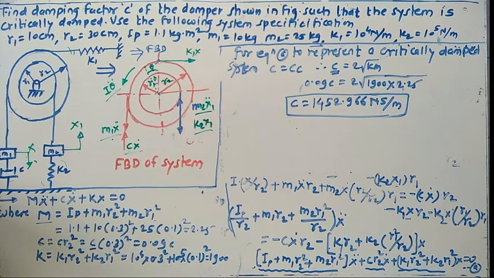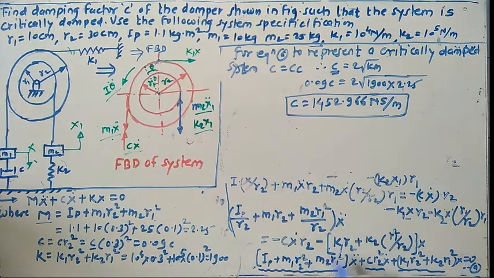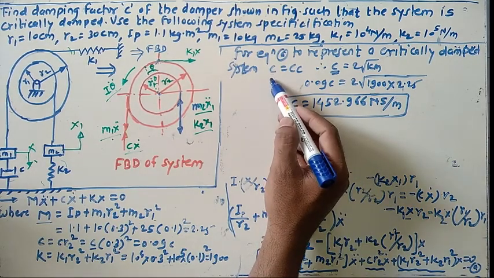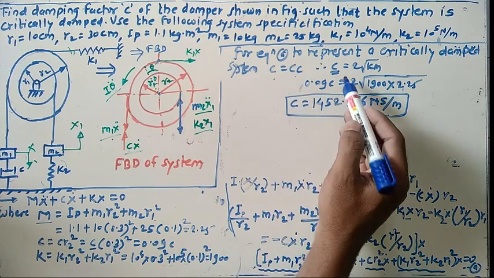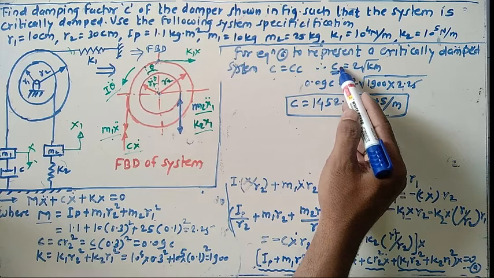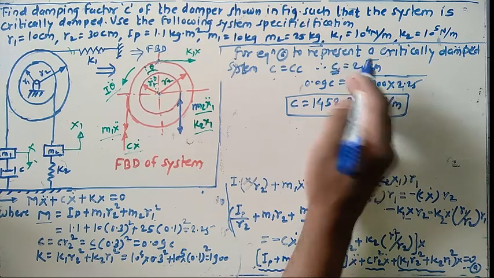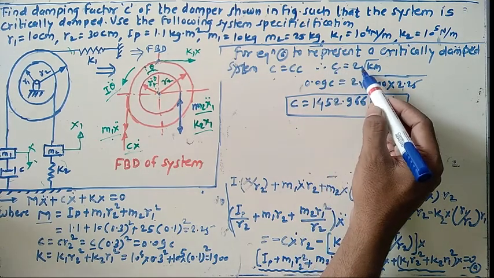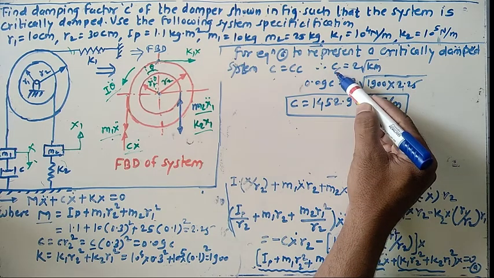system. So what is the meaning of this here? For this equation to represent a critically damped system, simply the actual damping coefficient must equal the critical damping coefficient. So we know the value for this one, cc is nothing but here. What about the cc? For the critical damping coefficient, we know this relation for the linear system: 2 into square root of k into m.